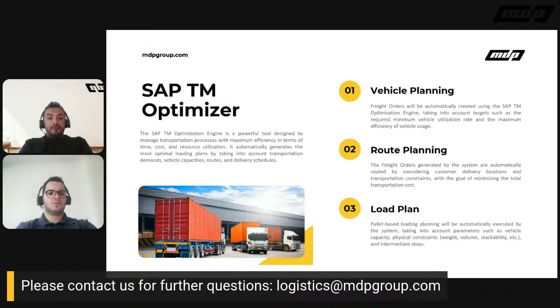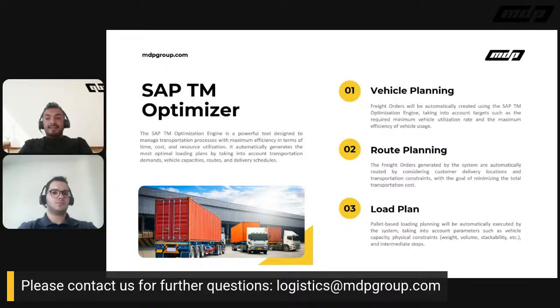You can have your vehicle planning, the number of freight orders or the number of resources that are going to be required for any quantity of deliveries. Or you can plan your routes depending on the costs of each delivery, or you can combine multiple deliveries inside one truck and plan the route so that you achieve the most optimal way of transportation.